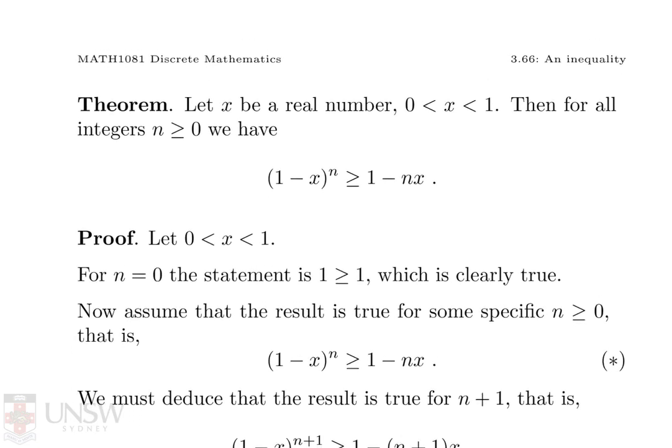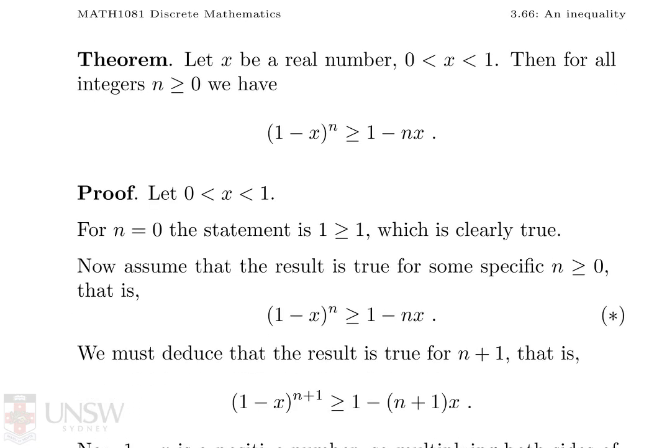Here's another example. So let x be a real number between 0 and 1. And then I'm going to say that for all integers n greater than or equal to 0, 1 minus x to the power n is greater than or equal to 1 minus nx. So first of all, we'll start with saying x is a real number from 0 to 1. And now I'm going to prove the statement by induction. This is supposed to be true for all integers n greater than or equal to 0. And so the first value is 0.